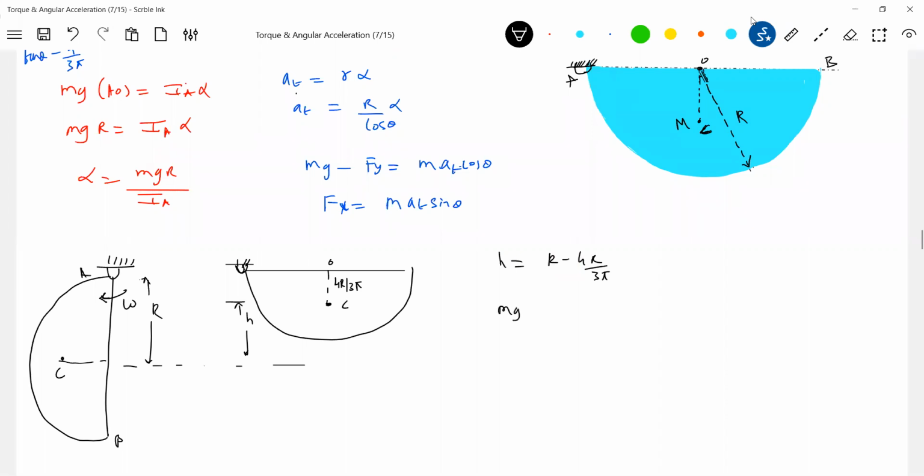So decrease in potential energy, mgh, should be equal to I_A omega square by 2. Conservation of mechanical energy. Sir, only mg does work? Yes, only weight mg does work. No sir, what about the reaction forces? They will intersect the axis of rotation. Work done by reaction forces will be 0. So only the weight does work. It does rotational work here.